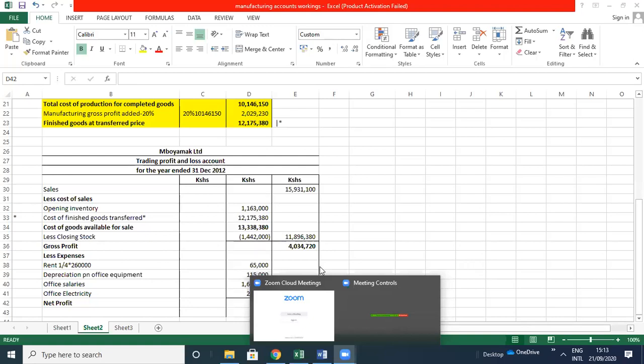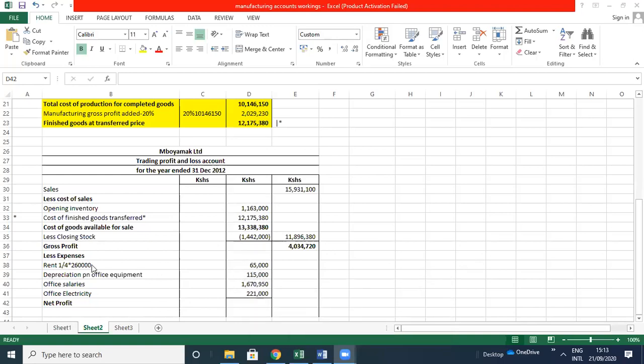No. Rent, what rent are we talking about? Do you have rent? Rent we've already included. What rent are you talking about, Onesimus? Rent is our first item here. Can you see it? Can you see this rent? Yes? Do you see that element there? That is the rent, Onesimus.